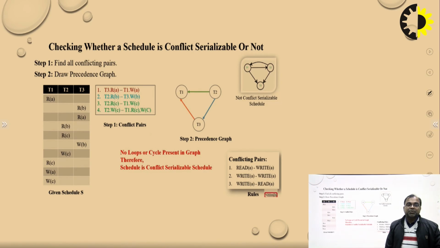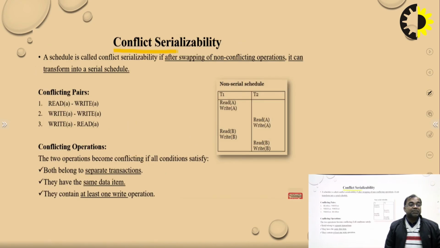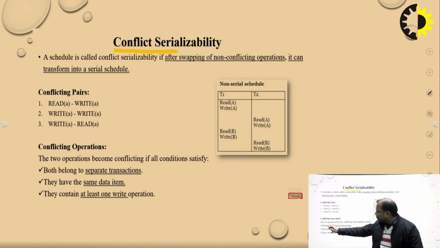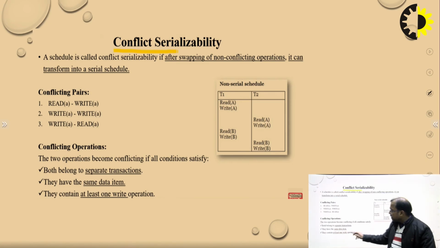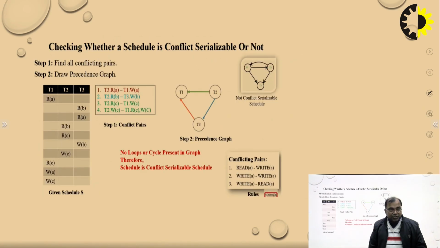Clear? So two or three things we have to keep in mind. First, what is the conflicting pair? That is what is given here: read write, write write and write read. Next, we just have to keep in mind that both belong to separate transactions, they have the same data item, and they contain at least one write operation. This is all about how to check whether the schedule is conflict serializable or not.